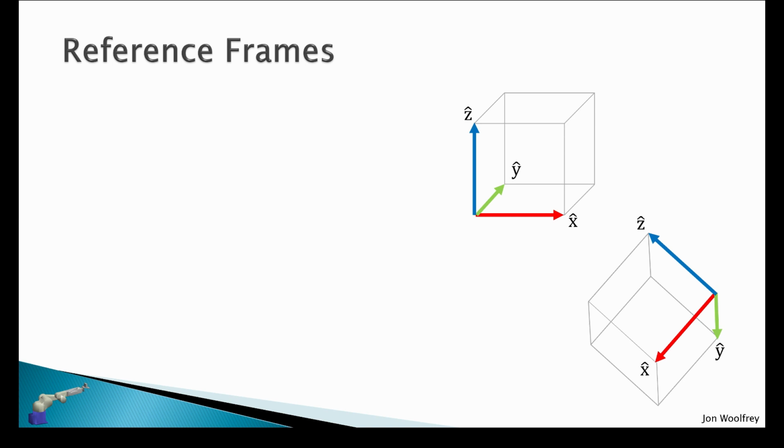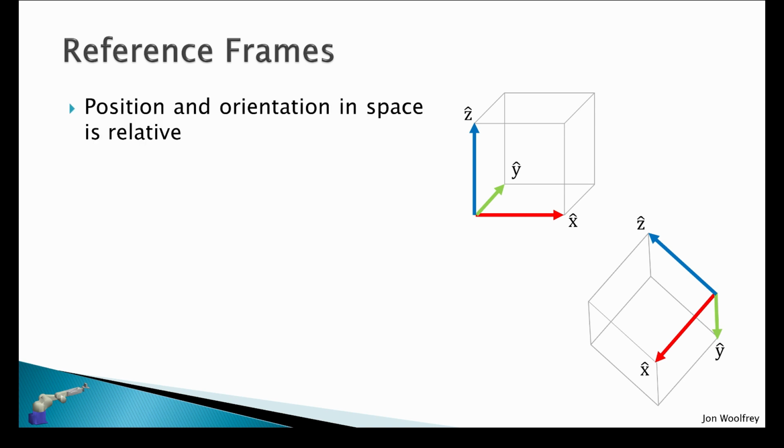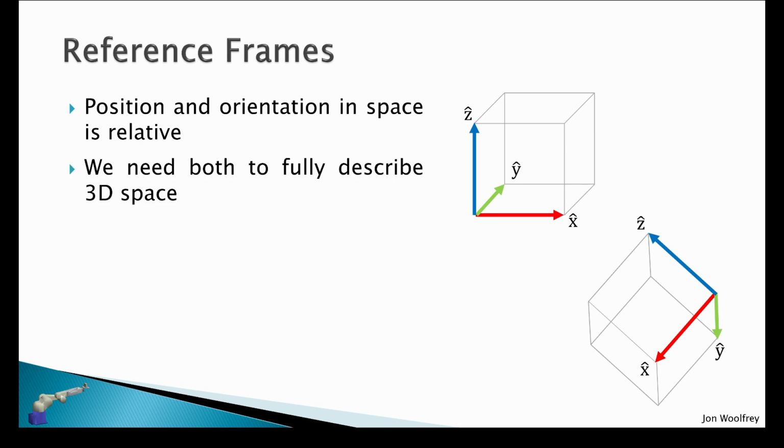So, first we need to consider reference frames. It's important to understand that both position and orientation in space is relative. Therefore, we need to consider both to fully describe 3D space. So, when we combine position and orientation, we call this pose.